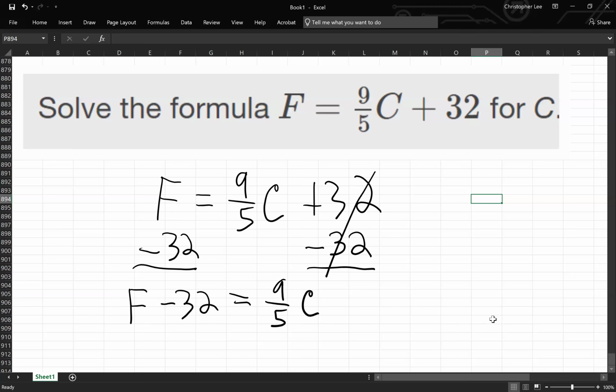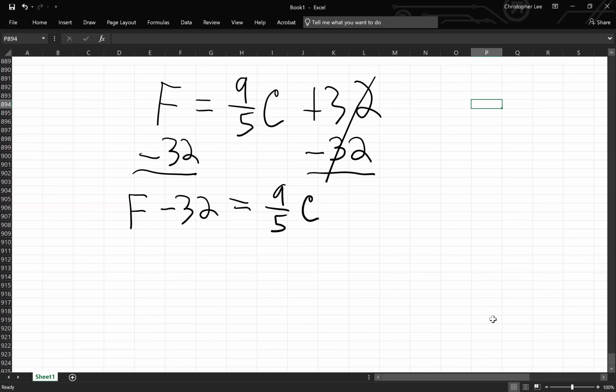So what do I do after that? I want C by itself. Not subtract. This is 9/5 times C. So how do I get rid of it? Not the 32. Divide, right? I'm gonna divide by 9/5, because I want C by itself. But you know what I do to one side of the equation, I gotta do to the other side of the equation.